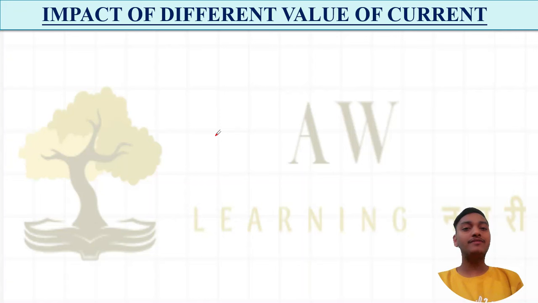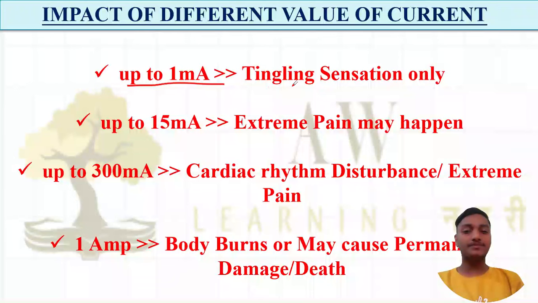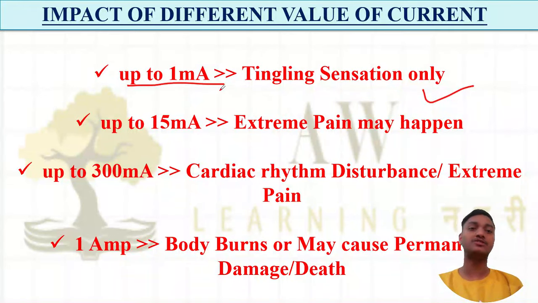Now the impact of different values of current. You should know what value of current is sufficient to affect us much more. Up to 1 milliampere, there is a tingling sensation only. If you get a shock, or if you are working on some equipment where the current is of 1 milliampere level, or through some circumstances a current of 1 milliampere is passing through your body, at that time only a tingling sensation you will feel. It is not that severe. Now up to 15 milliampere extreme pain may happen. So you can see that it is in the milliampere range, still you may suffer extreme pain.